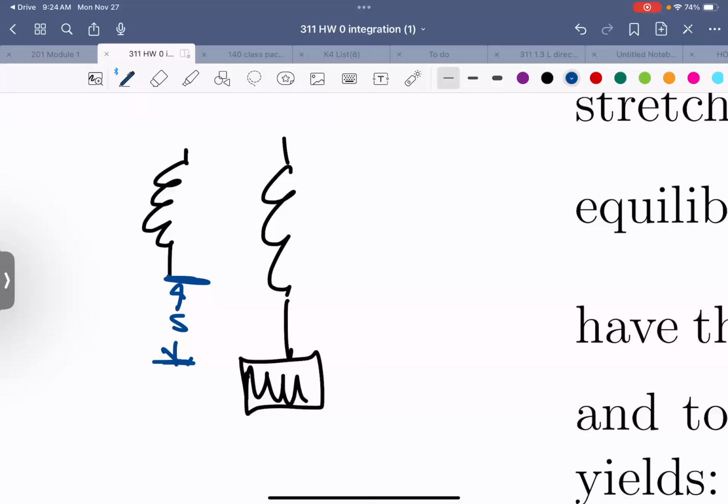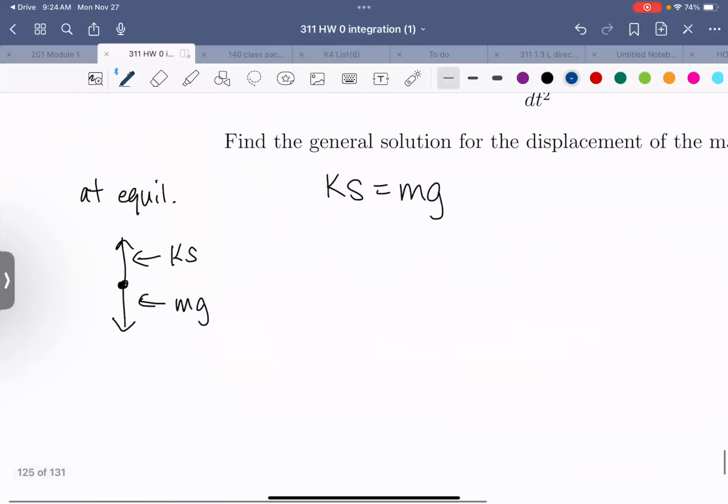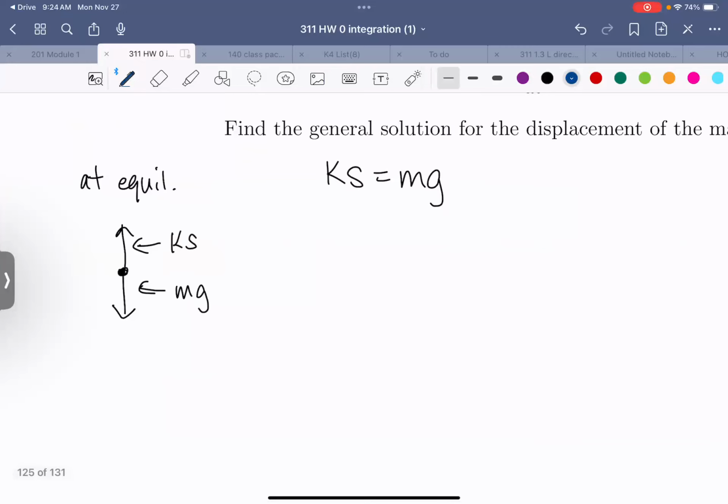X is then I'm going to pull that away from equilibrium and let it bounce around. So X represents the distance from that equilibrium point. Does that make sense? Okay. So what this tells me is that S is a distance that we measure based on the spring. G is regular old G, and mass is what you know. So this tells you how to find your spring constant.